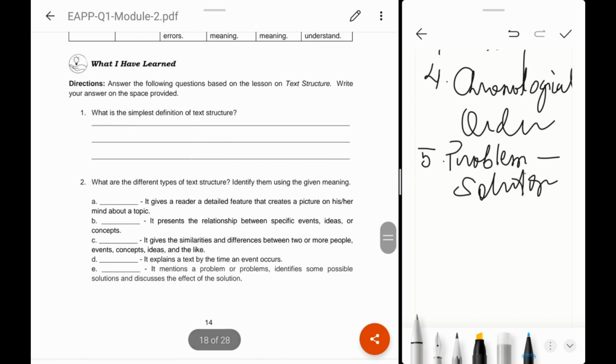Okay, in this one, in what I have learned, all you have to do is answer the following question based on the lesson on text structure.